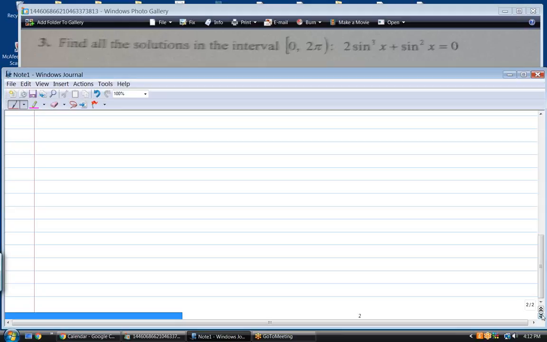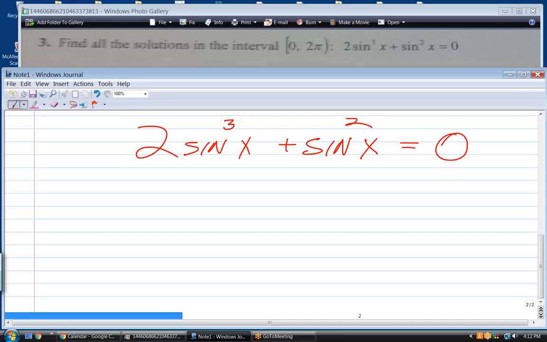Starting with number 3, where it actually gives us a trig equation and wants us to solve it, there are plenty of real-world problems for this. I mean, all kinds of real-world problems have trig equations that have to be solved. Okay, and they want us to solve this on the interval from 0 to 2 pi, which means we're going to come up with all solutions that are in the unit circle.